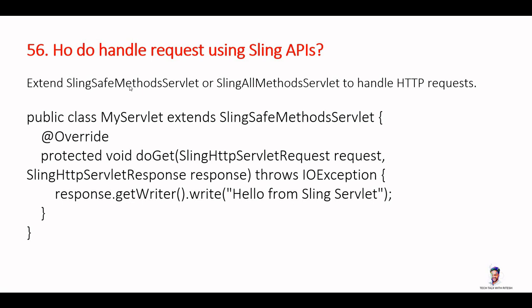Now the next question is how do we handle a request using Sling APIs? For example, we have written a servlet, so we extend the Sling safe method servlet or Sling all method servlet, right? So how can we handle the request? We will override methods like do get, do post, etc., whatever is the requirement, and then using the classes Sling HTTP request and Sling HTTP response, we will work with the request. So this is the answer, this is how we should explain.